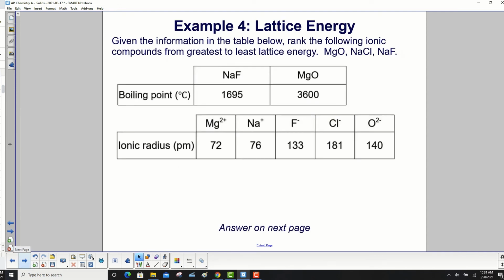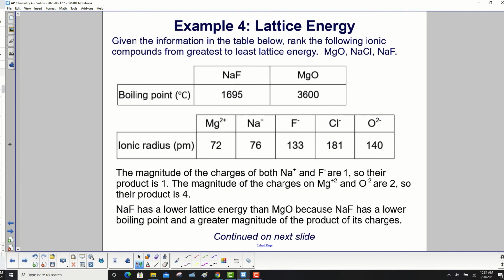Given the information in the table below, rank the following ionic compounds from greatest to least lattice energy: magnesium oxide, sodium chloride, and sodium fluoride. The magnitude of the charges on both the sodium ion and the chlorine ion are 1, so their product is 1. The magnitude of the charges on the magnesium ion and the oxygen ion are 2, so their product is 4. So let's just write a 2 here, and we'll go a 4 here.